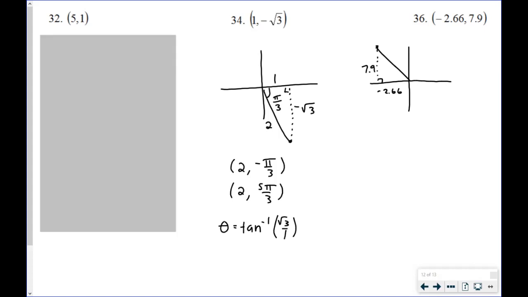That we're just going to use a calculator for. So I'm going to calculate r using the Pythagorean theorem. r is equal to the square root of negative 2.66 squared plus 7.9 squared. We don't even really have to worry about the negative on that one. Doesn't matter. Negative 2.66 squared plus 7.9 squared, and then the square root of all that is going to get us 8.34 for the value of r.